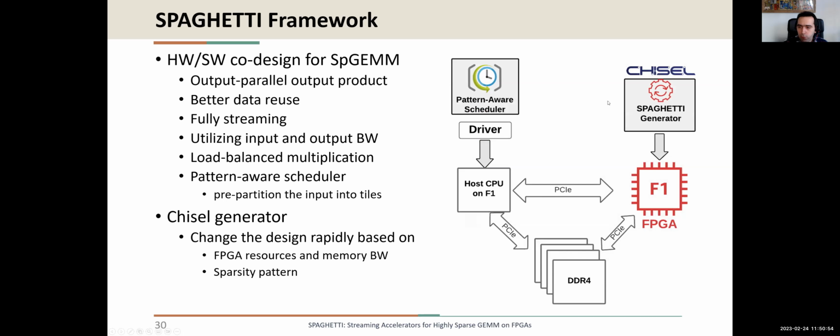So this is the flow of our GEMM, Sparse GEMM acceleration engine. The host processor is connected to the FPGA through PCI Express, and they are both connected to DDR. The FPGA starts reading and fetching the input values from the DDR4 memory, and then it writes back the result to DDR.